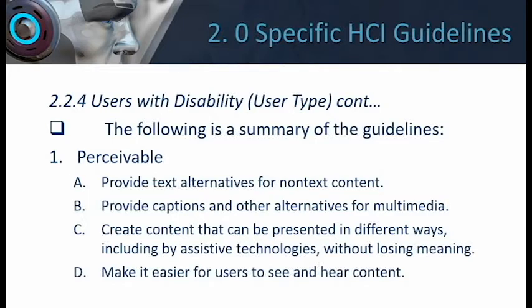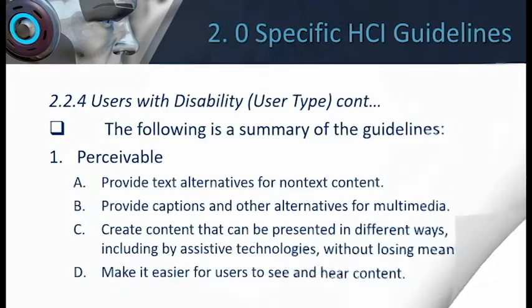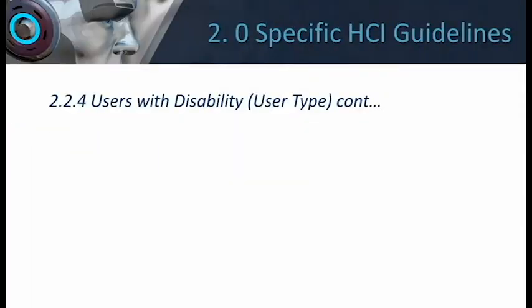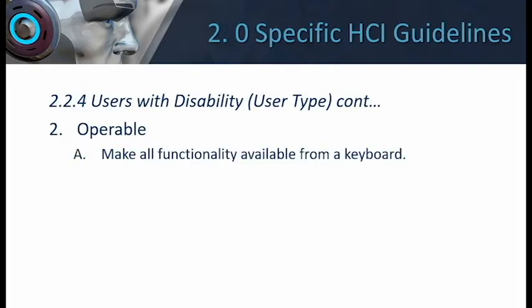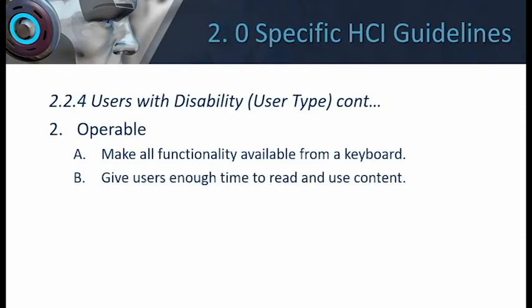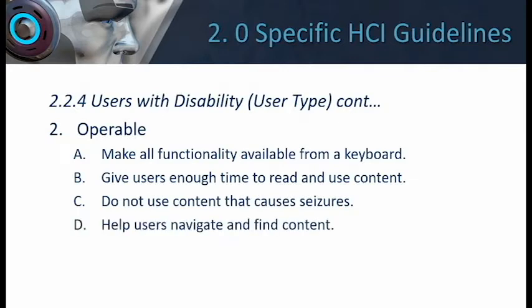So under perceivable, then we also have operable. Make all functionality available from a keyboard. Give users enough time to read and use content. Do not use content that causes seizures. And last, help users navigate and find content.